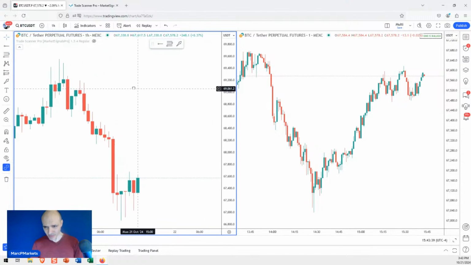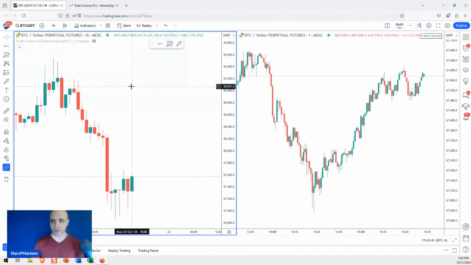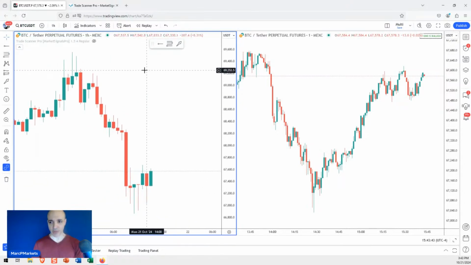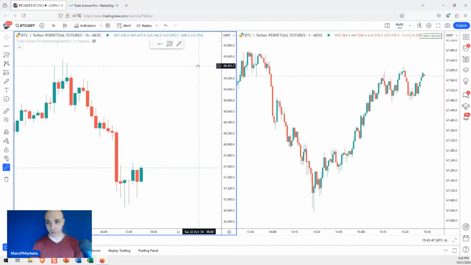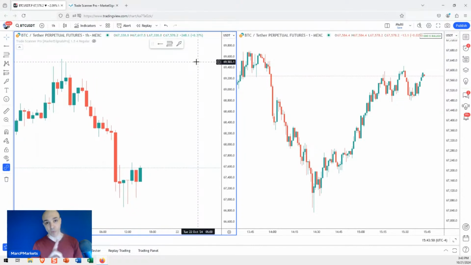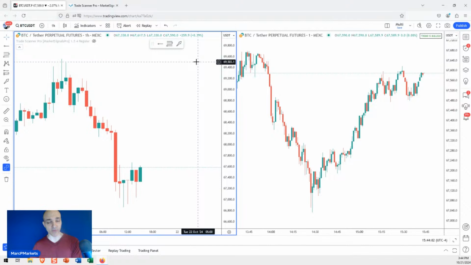Now, I'm showing the Bitcoin perpetual futures contract. That's what I have here on MEXC, the exchange MEXC. It doesn't matter which exchange you use. And we're going to use this example. Why? Because I want to show you an example of trades with the Trade Scanner Pro based on the 1 minute time frame. So as I said before, you have to know what you're getting into before you even look at charts.